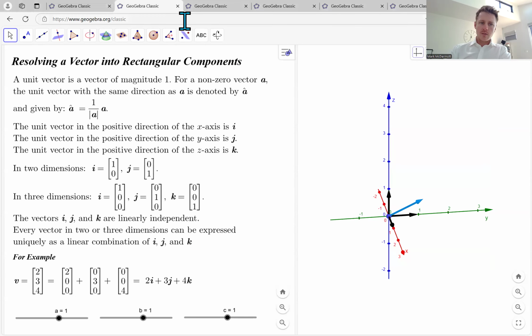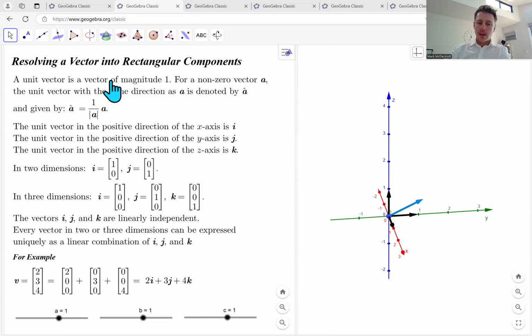So, resolving a vector into rectangular components. The first thing we need to understand about this concept is what a unit vector is. A unit vector is a vector with a magnitude of 1. So if you have some vector A pointing somewhere in space, a unit vector is the vector that points in the same direction but has a size of 1.